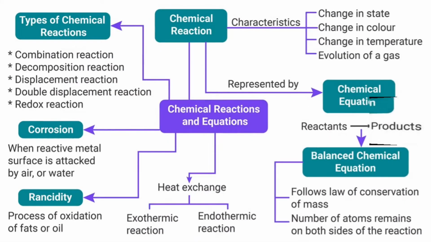Before going to the case study questions, let's first discuss the chapter through a concept map. In this chapter, mainly we understand what is a chemical reaction and what are the various characteristics that help us to understand the chemical reaction.